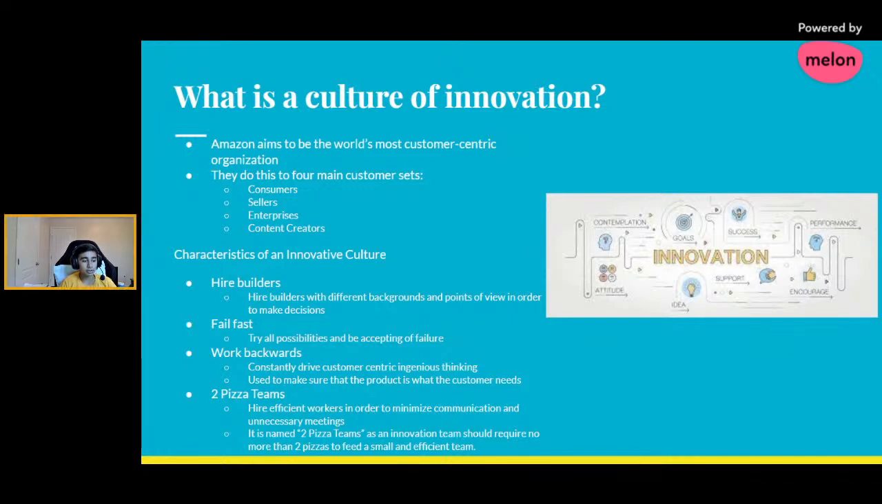Amazon calls this characteristic two pizza teams, because an innovation team shouldn't need two figurative pizzas, of course, to feed a small and efficient team. So basically, the point of two pizza teams is that you want to have a small team rather than a large one. You want to have a small and efficient team rather than a large and inefficient team.